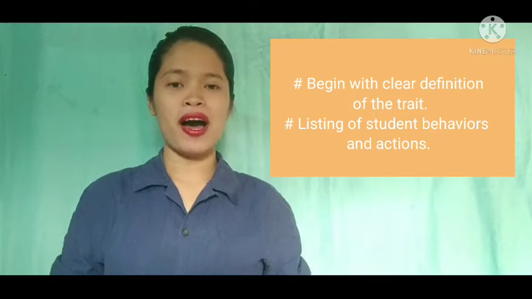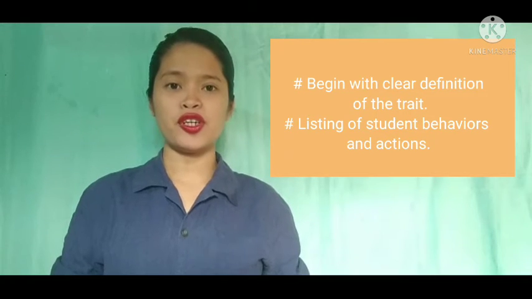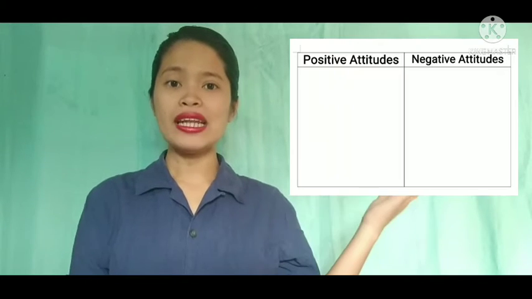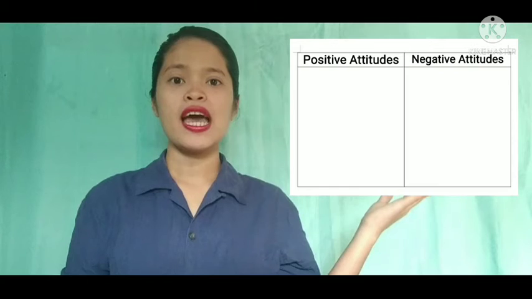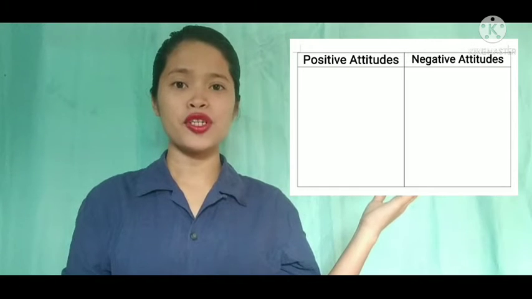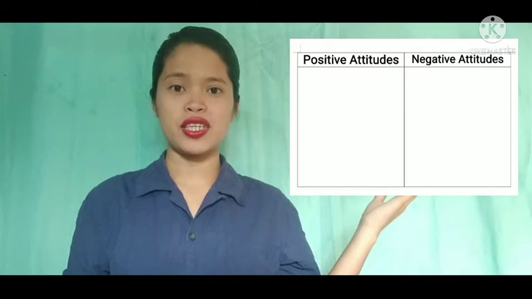It is followed by listing of student behaviors and actions. Teacher should remember that in listing student behaviors and actions, it should correspond to positive and negative dimensions of the trait. For example, to observe attitudes, define what will be observed by making two columns. One column listing behaviors for positive attitudes and another one listing behaviors for negative attitudes.